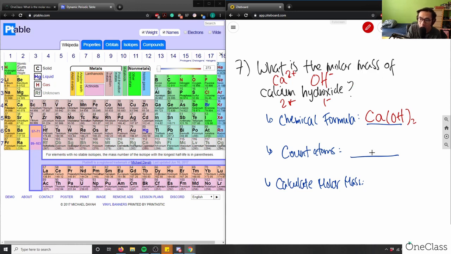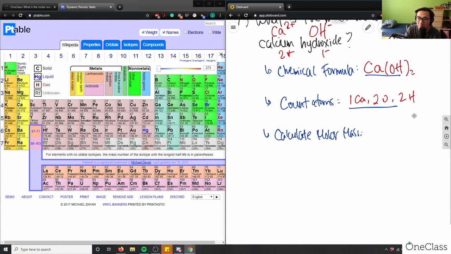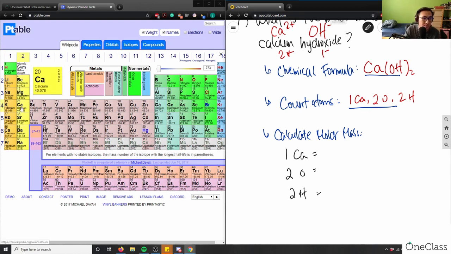Then I have to count the atoms. In Ca(OH)2, I have 1 calcium. Because the hydroxide is in brackets, you can think of it as a distributive property, so I have 2 oxygens and 2 hydrogens as well. Now I can calculate the molar mass. For 1 calcium, I look at my periodic table: calcium is 40.078, so it's 1 times 40.078 grams per mole.